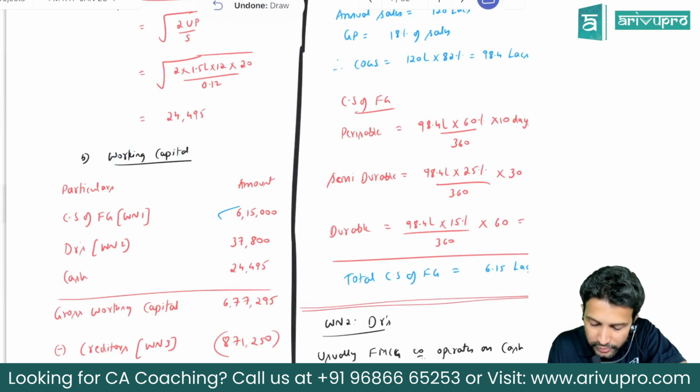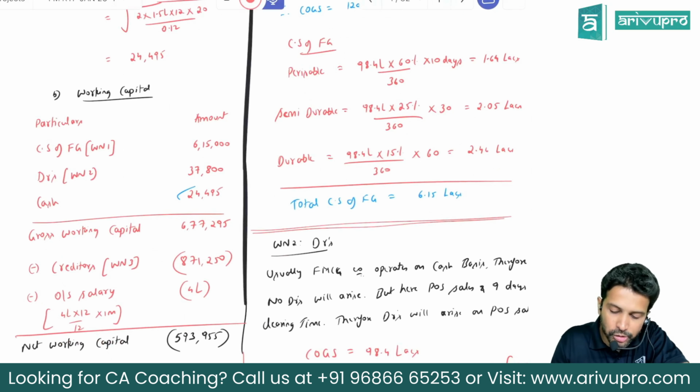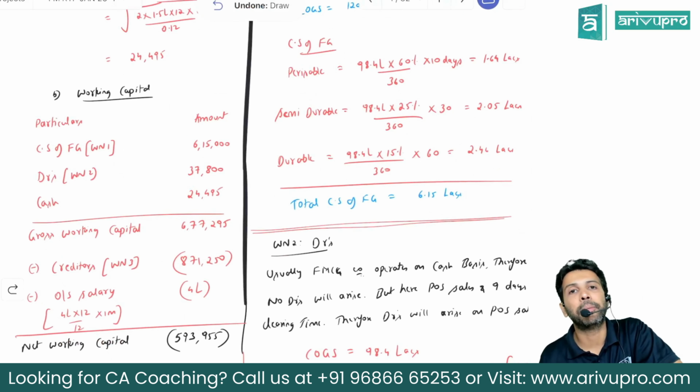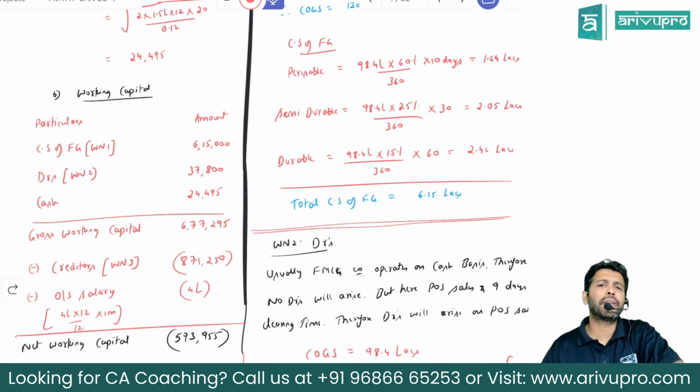One component we got is the closing stock of finished goods, 6,15,000. Cash we have already got, 24,495. Two components are done. Yes, people? Yes, sir. So closing stock and cash we have worked out. Next, similarly, we'll have to work out the next.